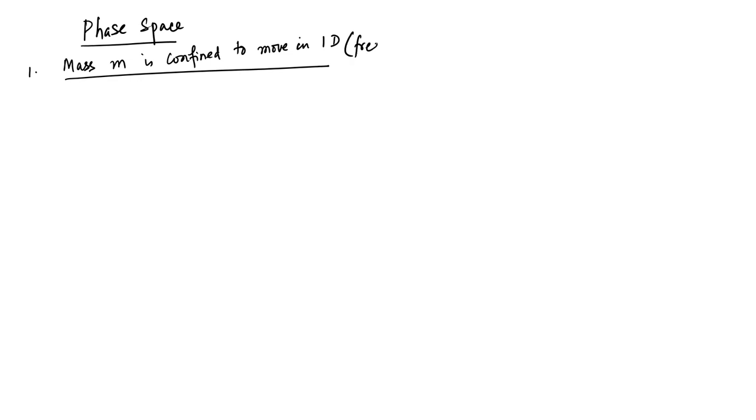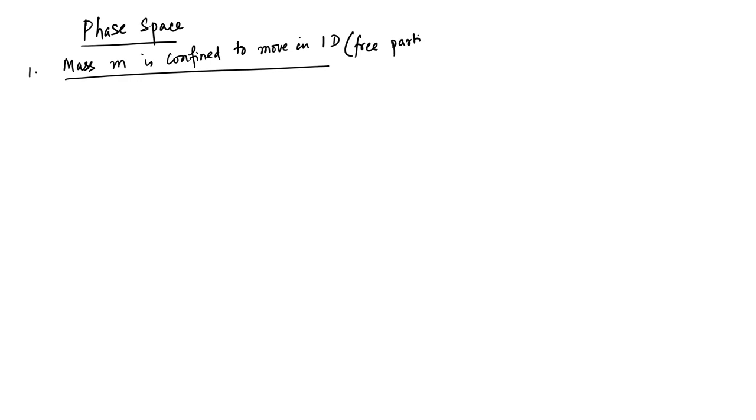Okay. Let me now show you what the phase space looks like for a couple of simple examples. The first example is a mass m confined to move in one dimension. Okay, and it's a free mass, or free particle.